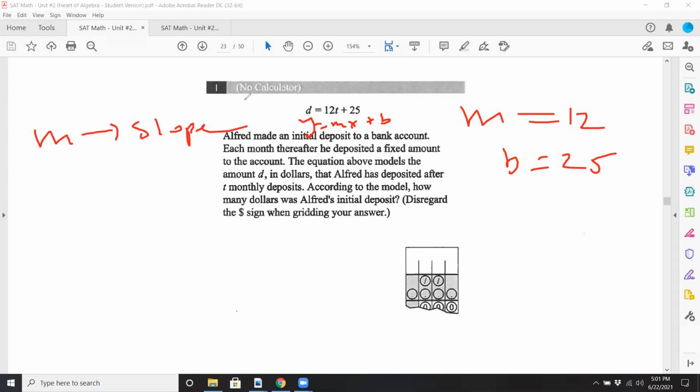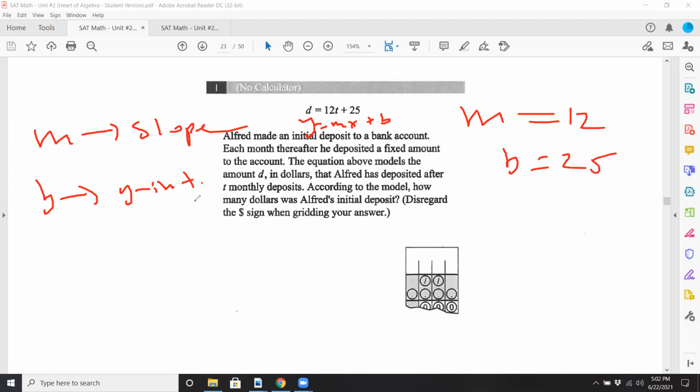Oh, sorry. And b is the y-intercept. Now, the context is really the essence of these kinds of problems. Alfred made an initial deposit to a bank account. Each month thereafter, he deposited a fixed amount to the account. The equation above models the amount D dollars. So D is y, right? That's the amount of money you have in your account. T apparently is the number of deposits he does each month, the number of monthly deposits.